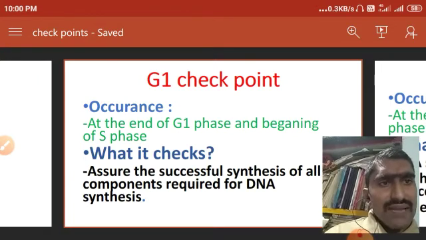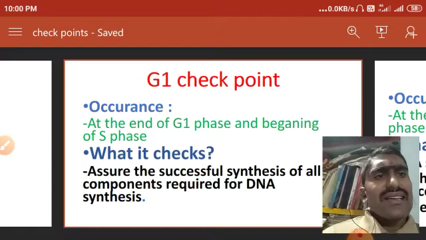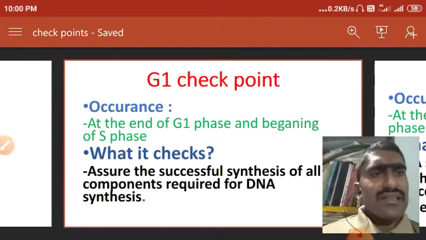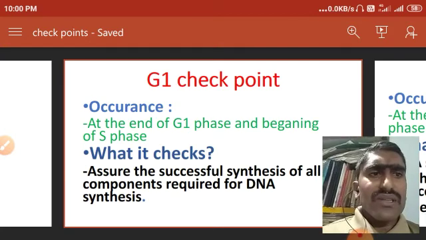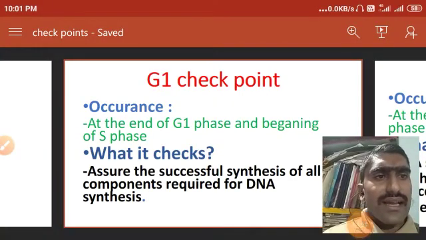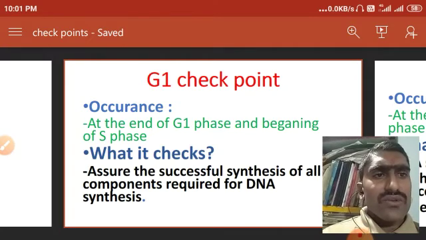A cell has the ability to block cell division at any stage. This is the stage where a cell can stop cell division. If any compound is missing or any compound remains to be gathered, then the cell will block cell division. It means the cell has complete control over cell division. Whenever the cell wants to stop cell division, it can stop it.